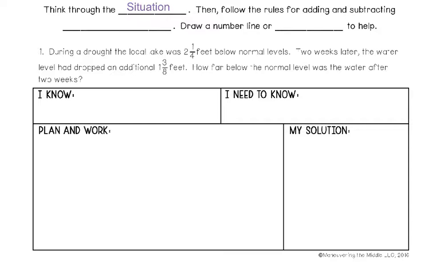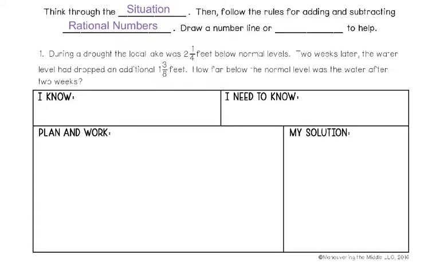So for the next few examples, we're going to think through the situation. We're going to be presented with a scenario. We're going to think through that situation. Then we're going to follow the rules for adding and subtracting rational numbers. So the math is not new. It's just an application of something that we already know.